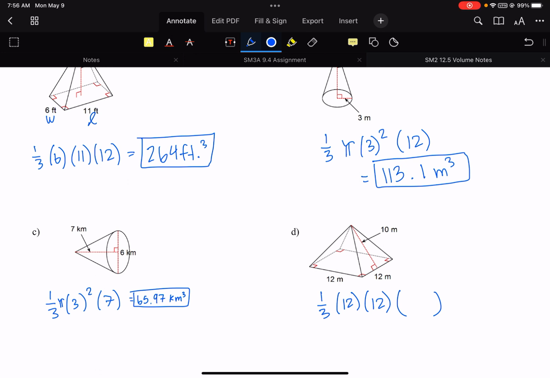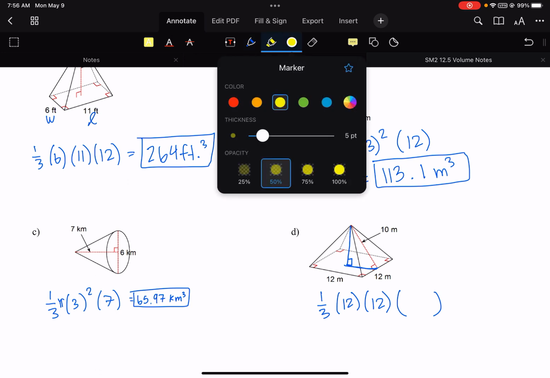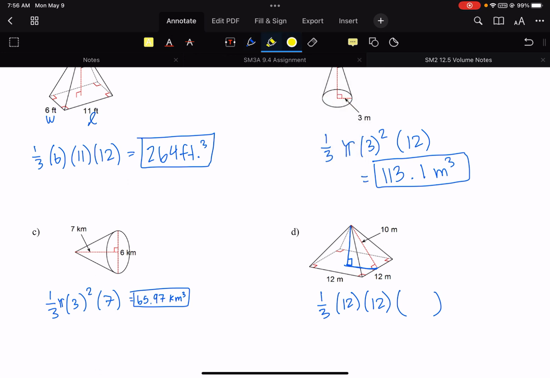Okay, if you got to D and you plugged 10 in as the height, then you did something wrong. So let's talk about that. So notice that this 10 meters right here isn't the height of the cone. The height of the cone, remember, needs to go straight down to the base right here. So we kind of need to find that length. Now we don't know that length. What we're going to do is create kind of like a sideways right triangle. So I'm going to connect these two lines. We are looking at this right triangle that I'm highlighting in yellow right here.